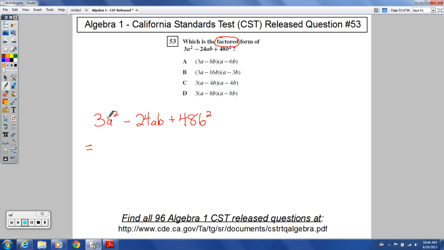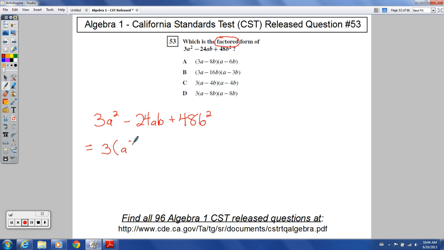Always do this first. Always check and see if there's something that's a factor of all the terms you have. This is a trinomial. It's got three different parts to it. And so can we factor something out of each piece of the trinomial? Yes, we can. We've got a 3 that could be factored out of 3, 24, and 48. So we can pull out a 3 out of everything first.